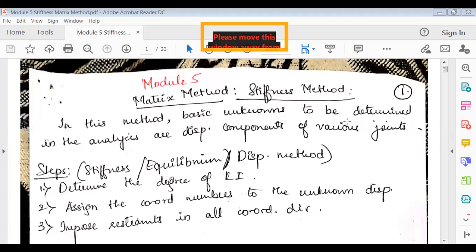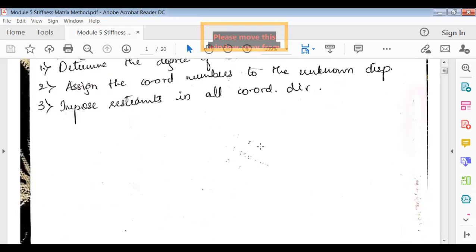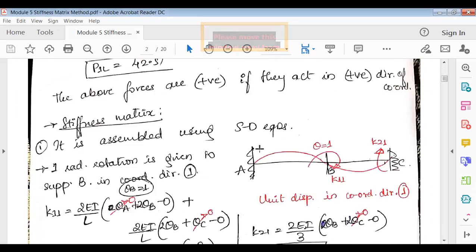This method is also known as the stiffness method, equilibrium method, or displacement method. So the steps are similar to what you have done before. Let us solve this using a problem directly. It is called stiffness because we are using the concept of stiffness, that is K, which we have used earlier, and we're using the stiffness equation.